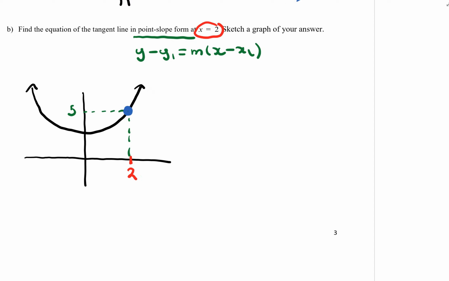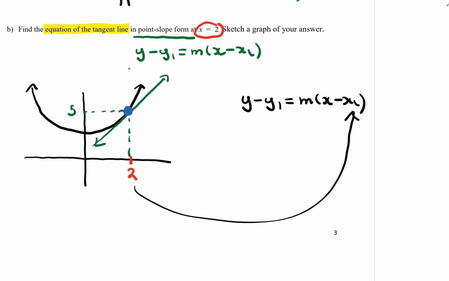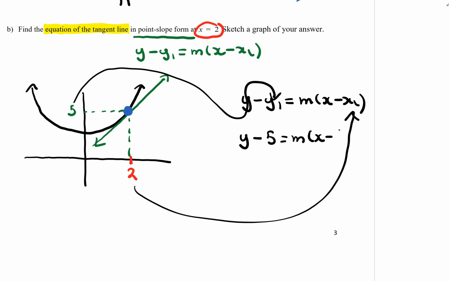Okay, so let's go back to the question now. It says find the equation of the tangent line. So the tangent line is really this line right here, right? That's the equation of the tangent line. So I want to find the equation of that green line in point slope form when x equals 2. Okay, so let me rewrite the equation in point slope form over here. Alright, let's plug in what we know. That goes there. This 5 goes there. Oops. So it's kind of messy there. So y minus 5 equals m times bracket x minus 2. Okay, so that was a bit sloppy there. I apologize.